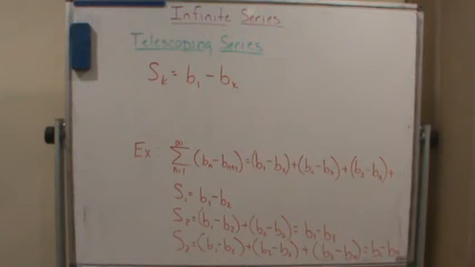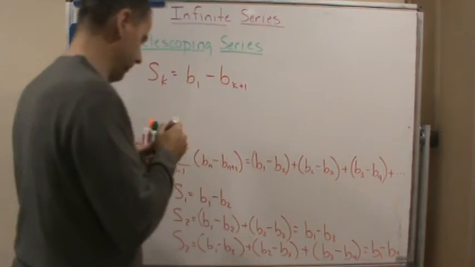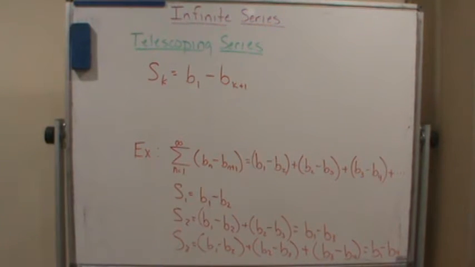Now, I'm sorry, that should be k plus 1. I forgot about that. It's k plus 1. The determination of the convergence or divergence of the partial sum is contingent not on the first term, but on that last term.